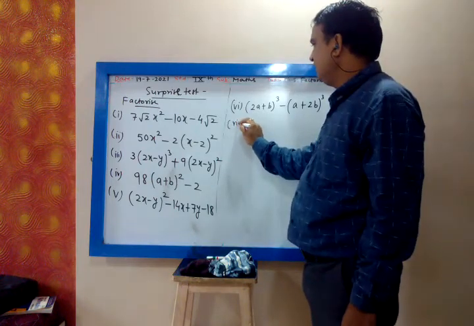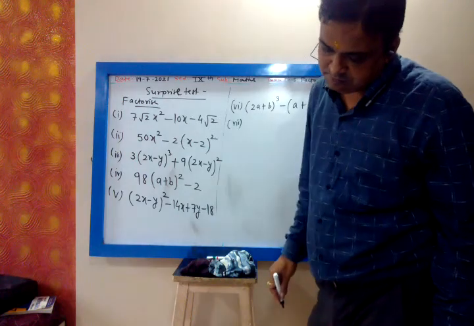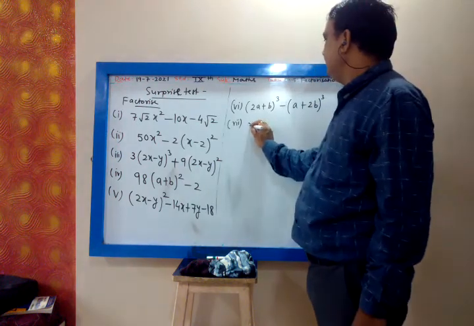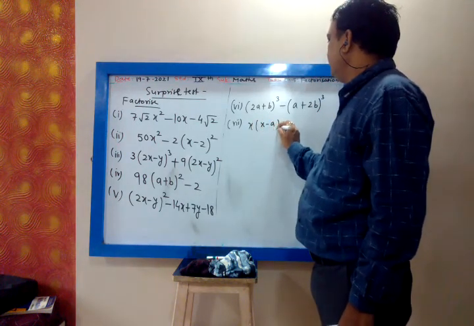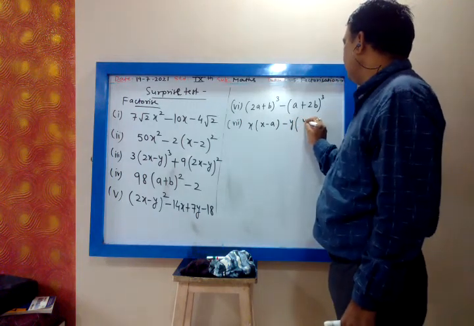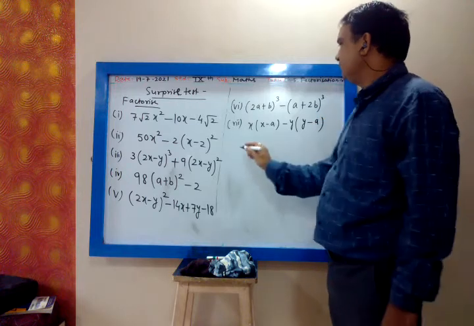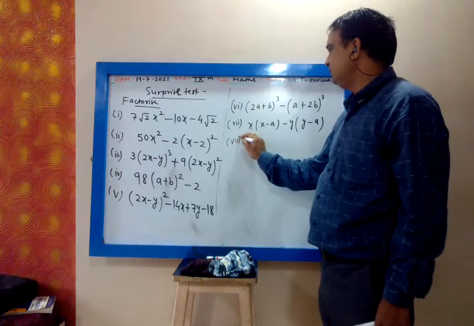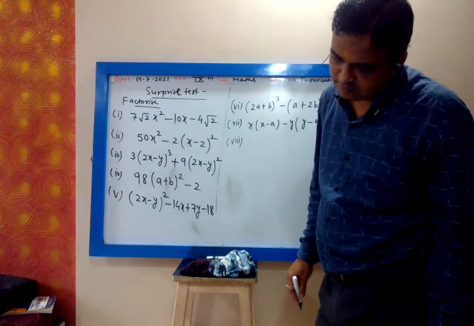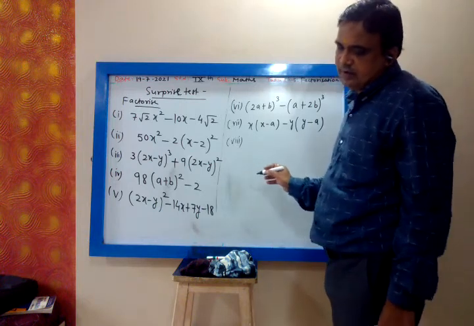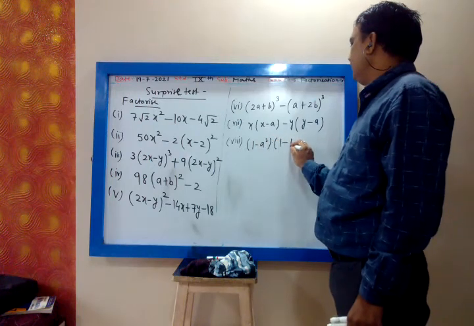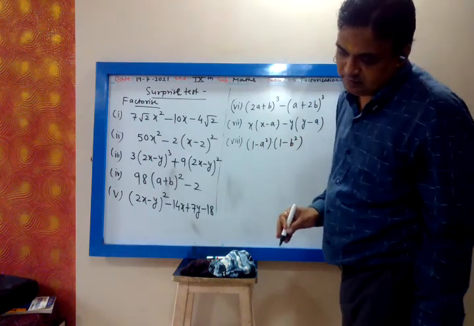Then seventh, x into x minus a minus y into y minus a. Then 8, 1 minus a square into 1 minus b square plus 4ab.